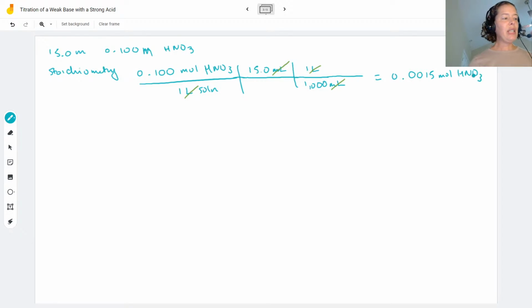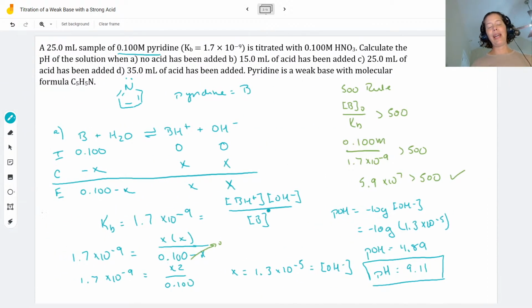Great. I need to do the same thing and get my moles of pyridine. Obviously, this is going to be a similar calculation. I'm going to take my molarity, which is my same concentration. But remember, for your pyridine, this is something to just check. I have to keep flipping back and forth. We started with a 25 milliliter sample of pyridine. So that is our volume of pyridine.